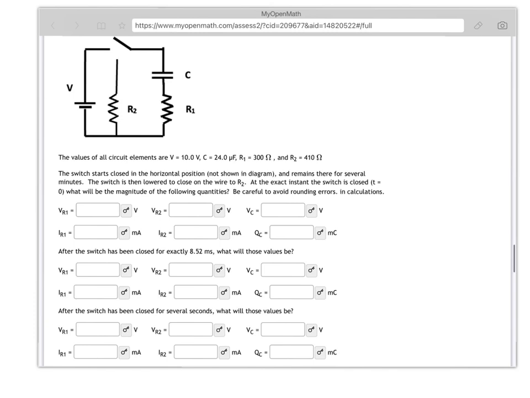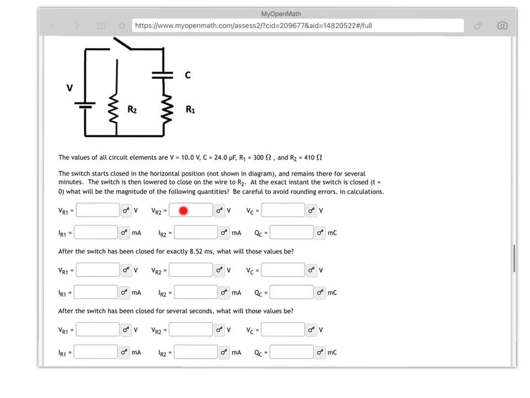Okay, question 5. Read over this. So what we're going to do is close the switch horizontally and let it remain there for a while. That means the capacitor will be charged, just like we did in the last 2 questions. Then from this position we're going to close it down. So when we close it down, we disconnect the battery from the circuit, we connect R2 to the circuit, and now we have a circuit of a charged capacitor and 2 resistors.